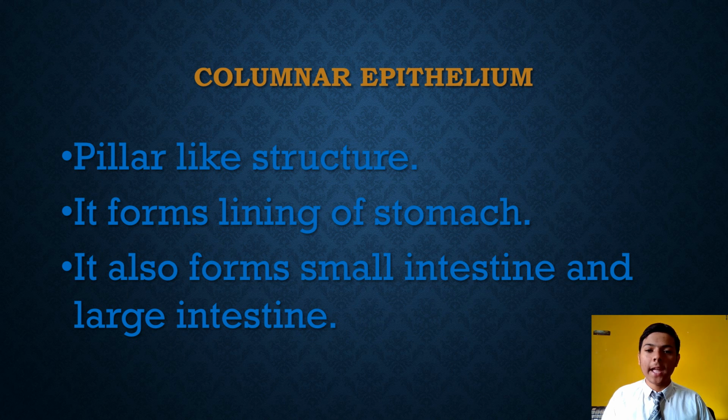Third is columnar epithelial tissue. It acts like a pillar-like structure. It forms lining of stomach. It also forms small intestine and large intestine. Columnar epithelium acts as a pillar-like structure, second it forms lining of stomach, and third it also forms small intestine and large intestine.